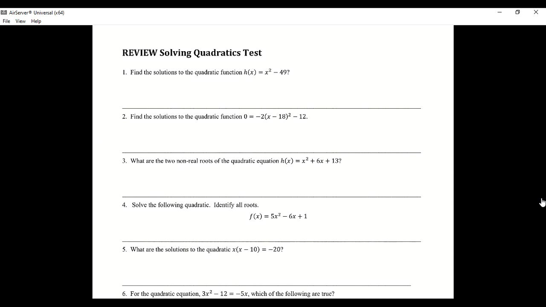Okay, good morning. Let's work through the review for solving quadratics. So number one, we have find the solutions to the quadratic function h of x equals x squared minus 49. Remember, when we say solutions, we're talking about the roots, the zeros, the x-intercepts.